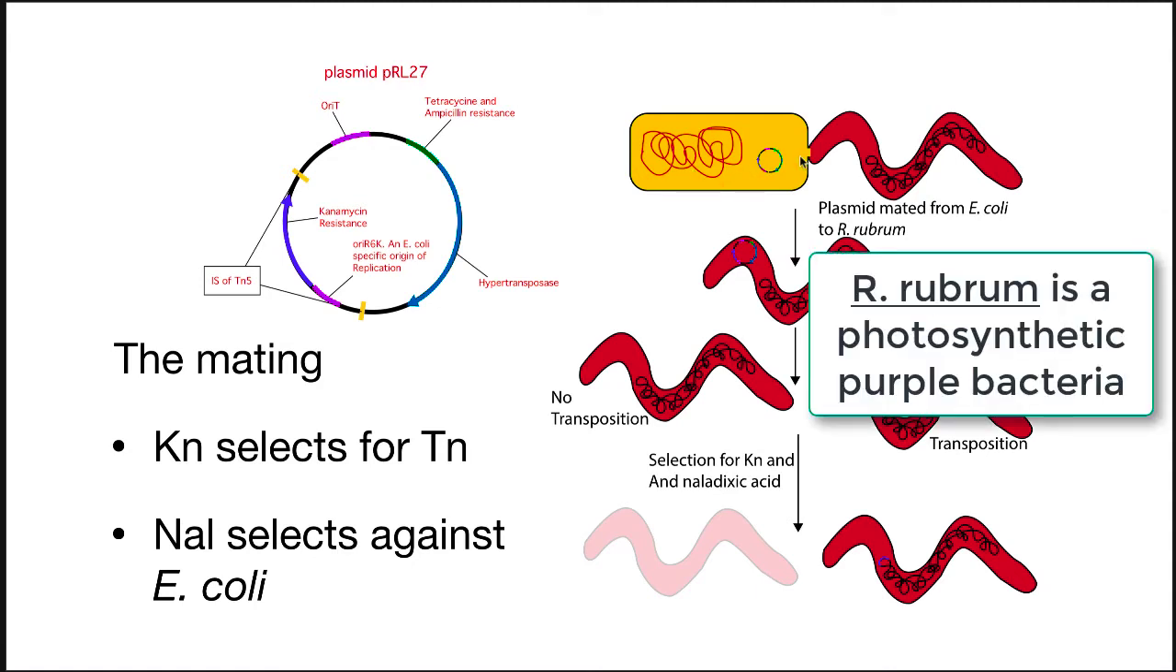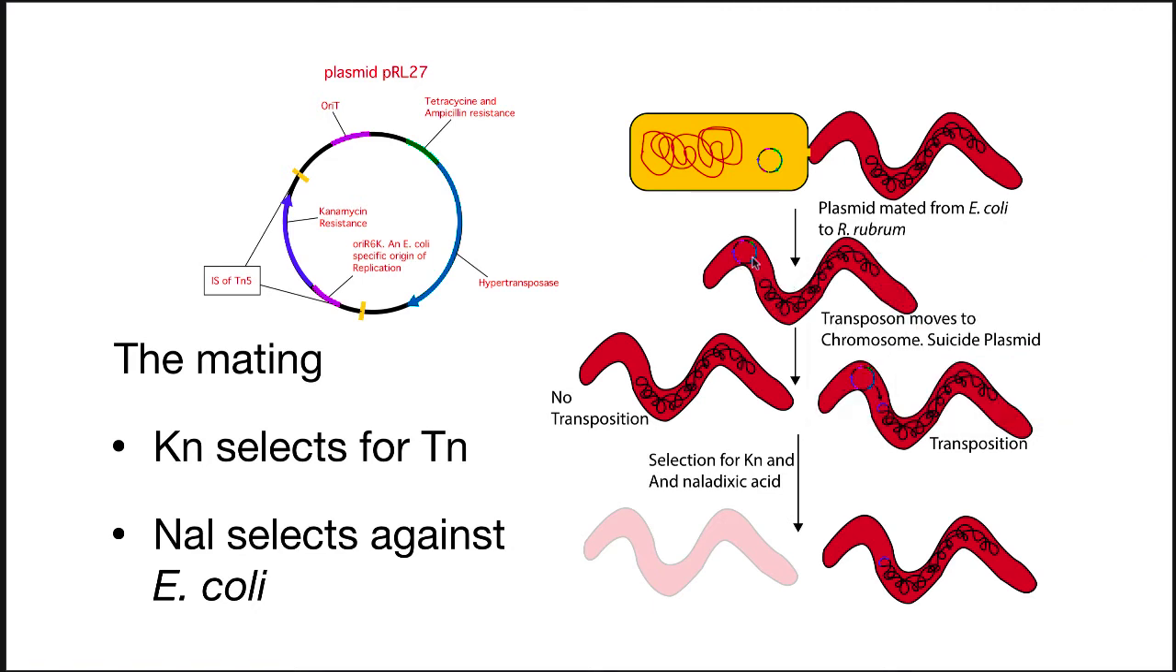And the plasmid first mates and transfers over to rubrum, and then the transposon will hop into the chromosome, or else there's no transposition. You then select for kanamycin, which is the drug resistance that's on this. Any rubrum that does not have kanamycin resistance, in other words, doesn't have the transposon inserted into its chromosome, will be lost. And you also add nalidixic acid, which our rubrum in this case is naturally resistant to, and E. coli is not. So all you get on the plate are our rubrum strains that actually have a transposon in them.